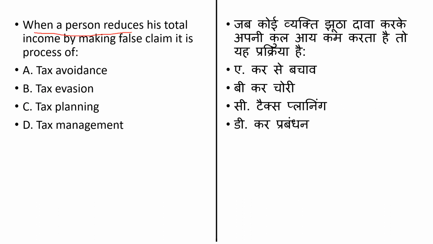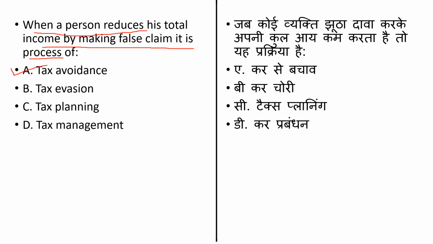When a person reduces a total income by making a false claim, it is a process of, for this the first option is tax avoidance. Now what is tax avoidance? Tax avoidance means taking undue advantage of drafting mistake for reducing the tax liability and thus avoiding the payment of a tax which is lawfully payable.